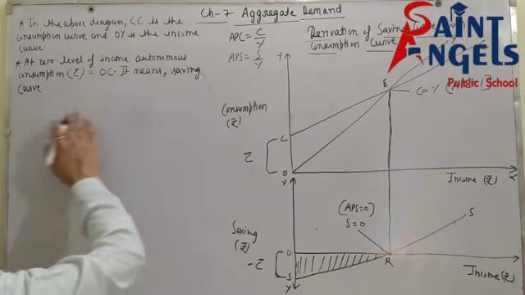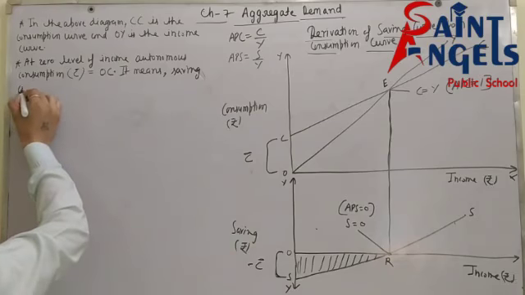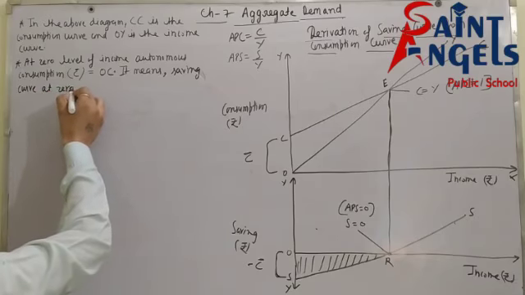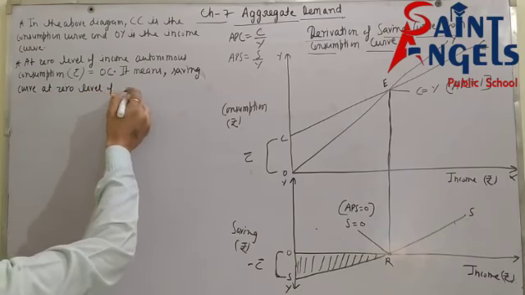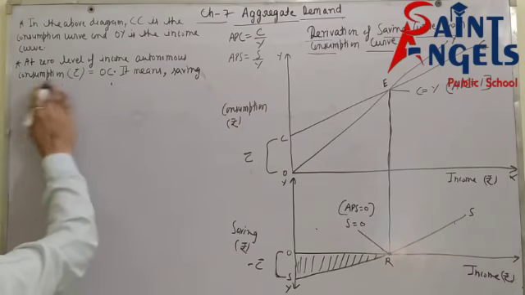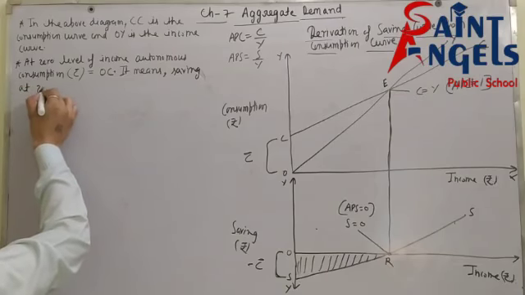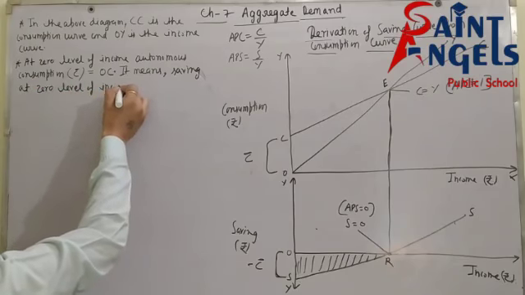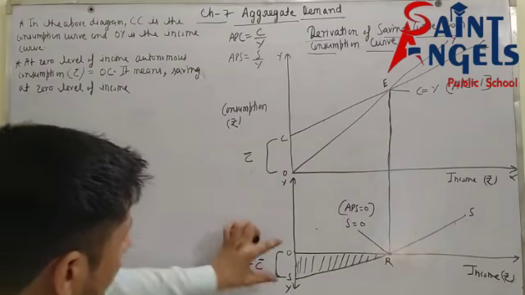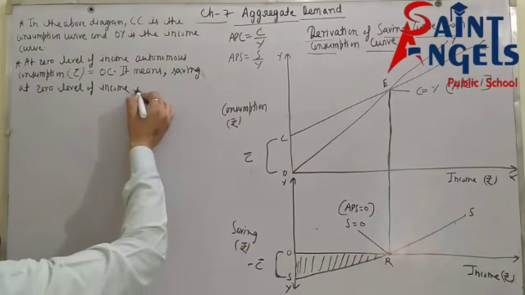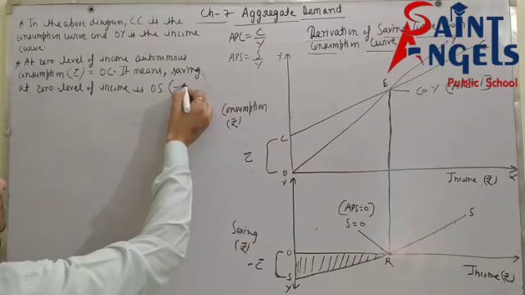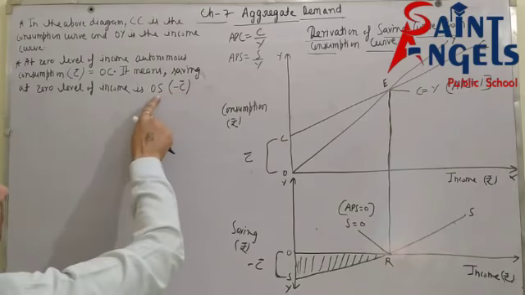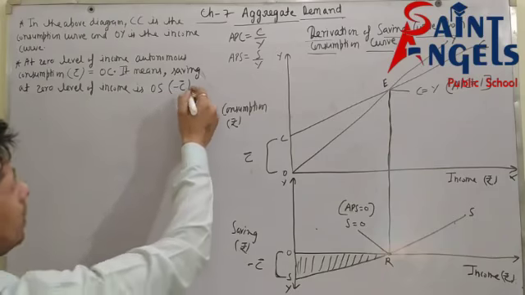Now see, it means saving curve at zero level of income. So saving right here, saving at zero level of income. See, it means saving at zero level of income is OS, which is dis-saving, means it represents a negative value. OS represents a negative value.